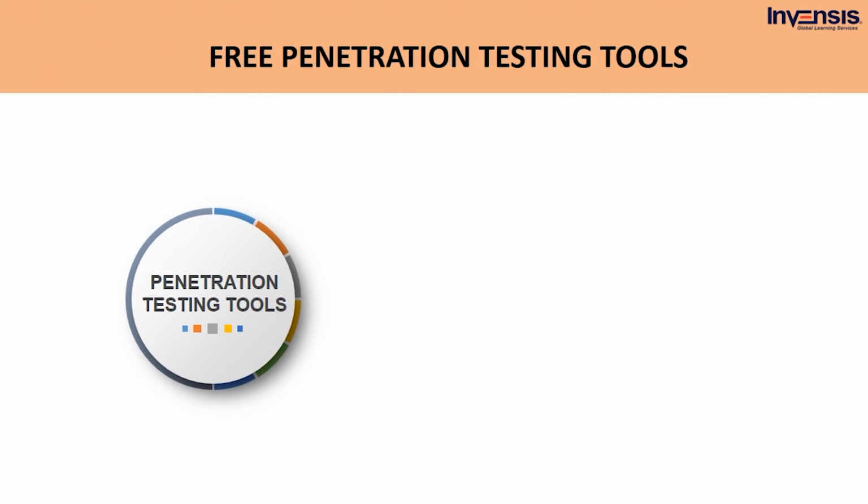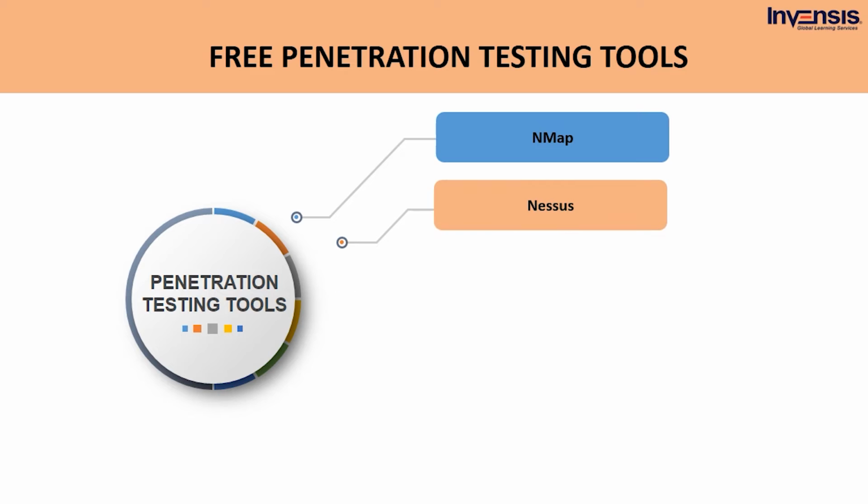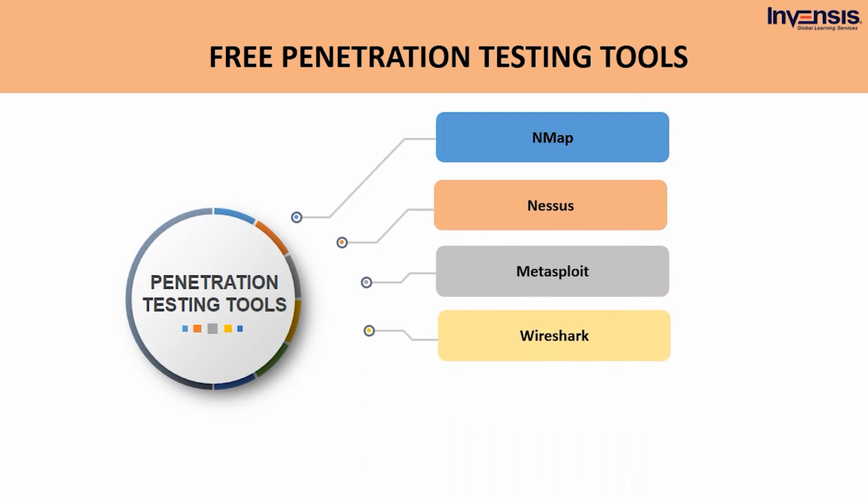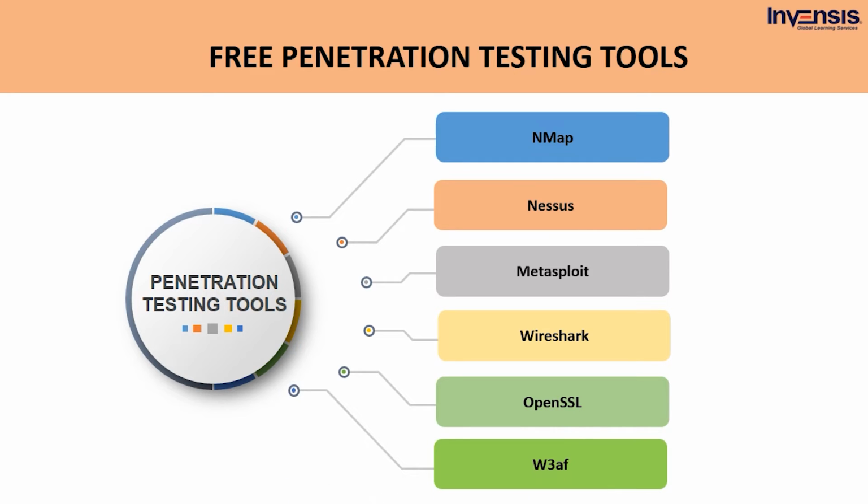There are different types of free penetration testing tools. The first one is Nmap. The second one is Nessus. The third one is Metasploit. The fourth one is Wireshark. The fifth one is OpenSSL. The sixth one is Weave.